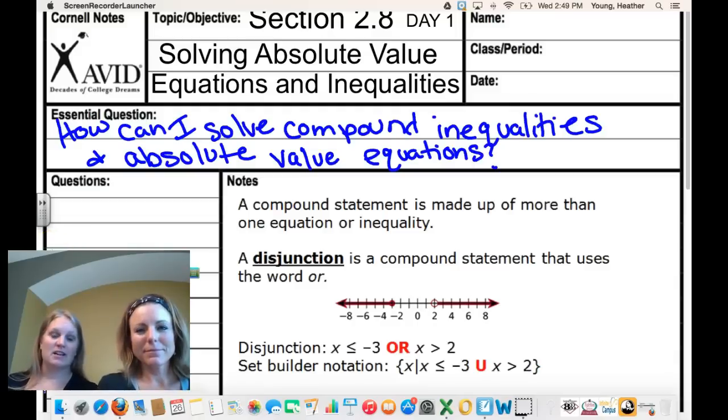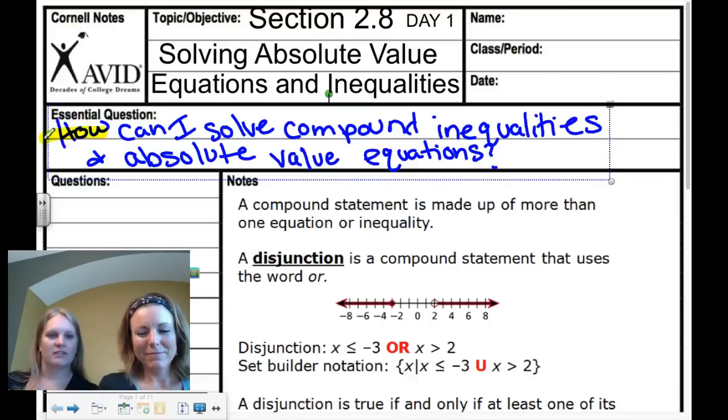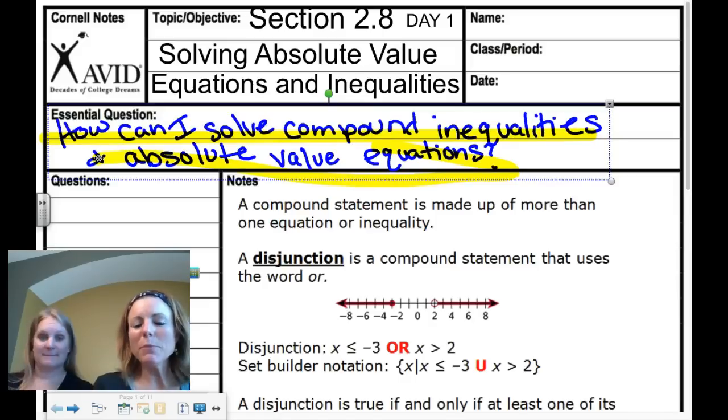All right, so today is part one of two days. We are going to be figuring out how we can solve compound inequalities and absolute value equations. The word compound, we're going to talk about a compound statement. That means it's made up of more than one equation or inequality.